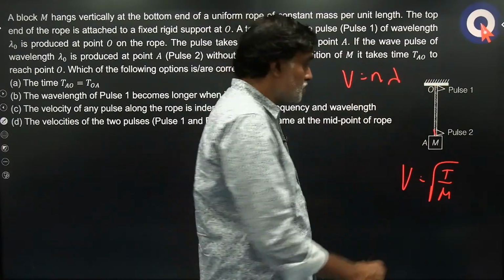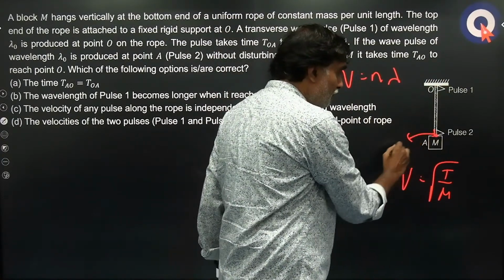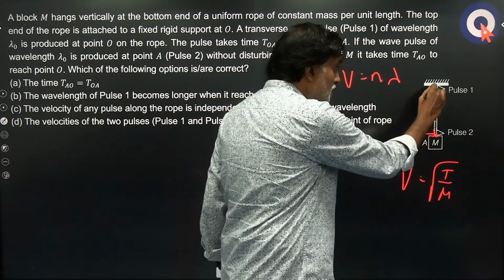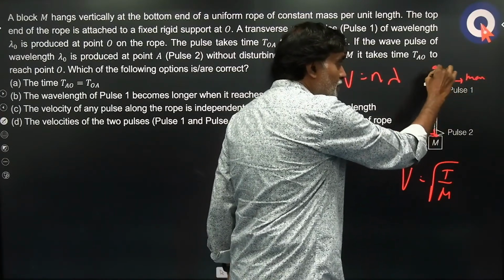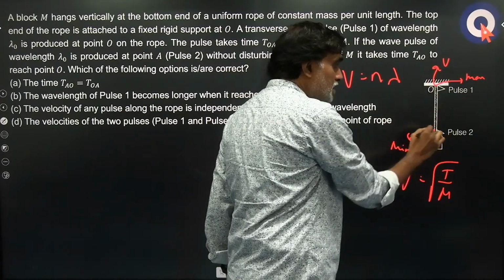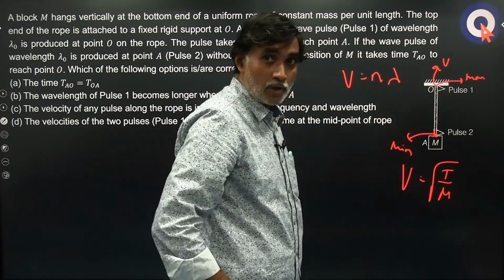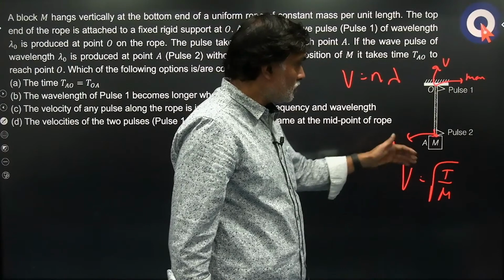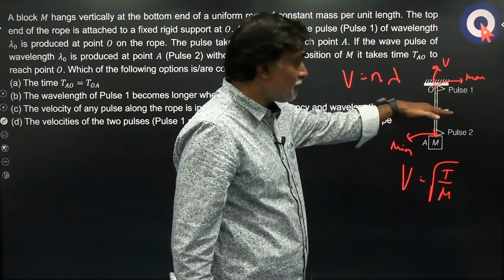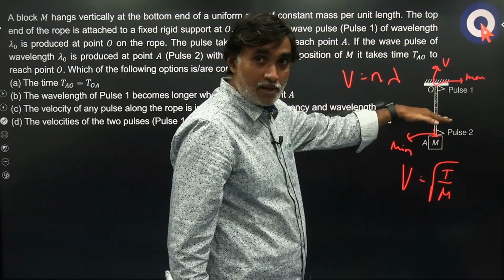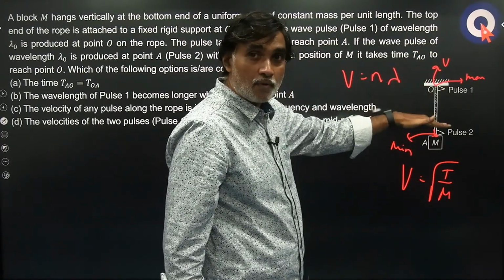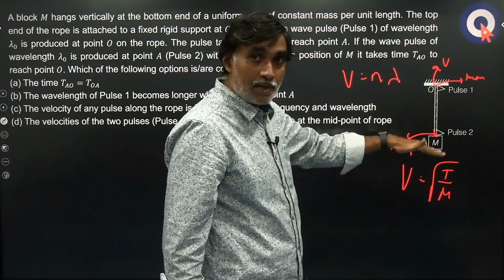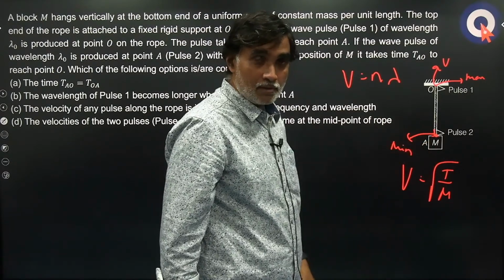Tension increases. So tension at A is minimum and tension at O is maximum. Then velocity here is maximum and velocity here is minimum. Also, from here to half, it moves with lesser speed, but later it moves with more speed. Now this pulse, from here to half, moves with more speed, but later with lesser speed.